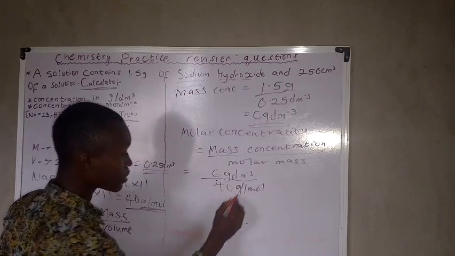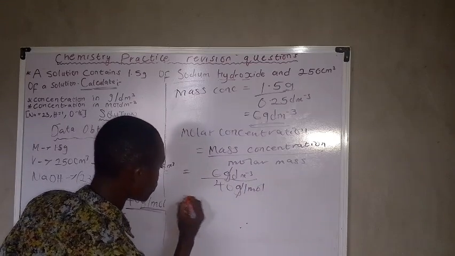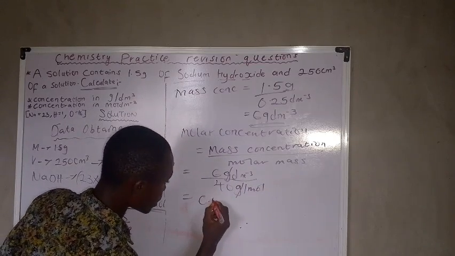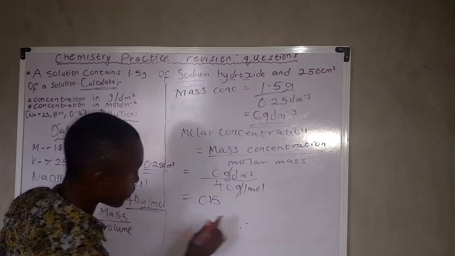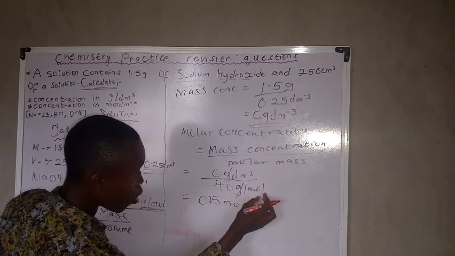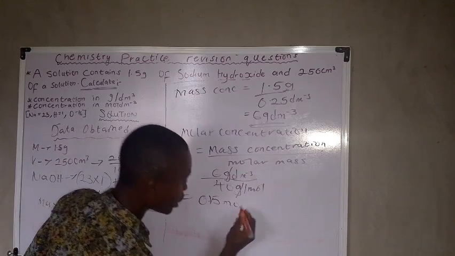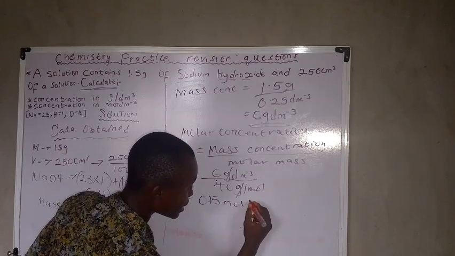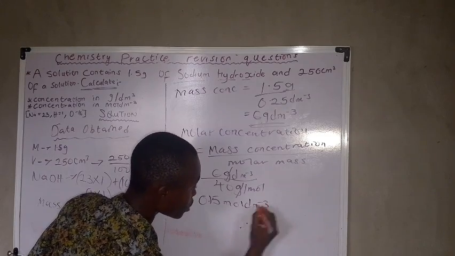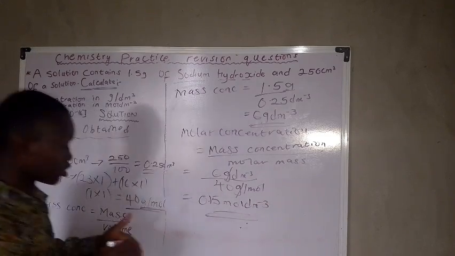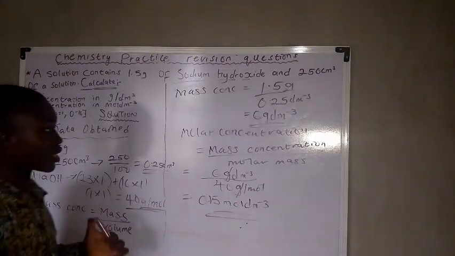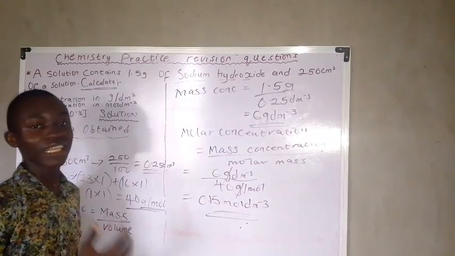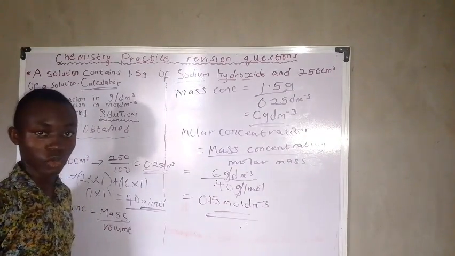You can see grams cancels grams, which is going to give 0.15 moles per dm cube. So we have gotten both answers. You can see it's very easy. Let's move to the next practice question.